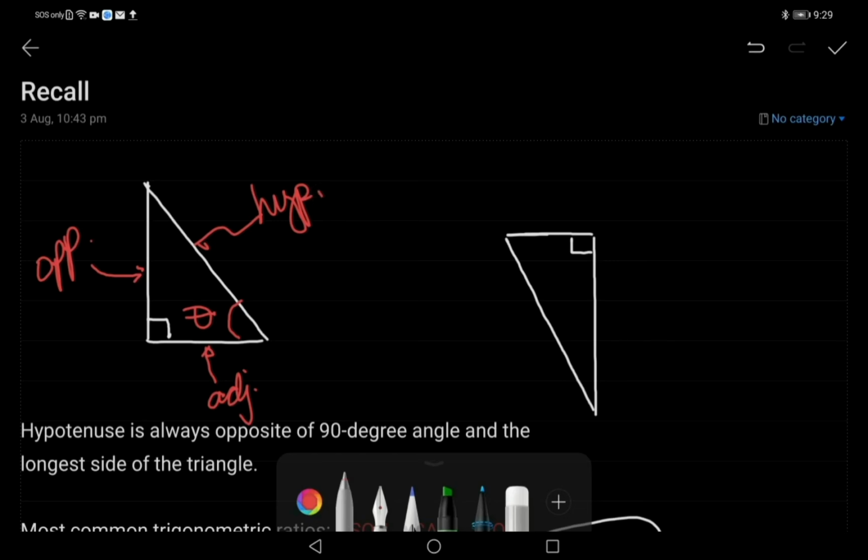And if this is the angle theta, this side here becomes the opposite side. And this side near the angle theta becomes the adjacent side. And this one is the hypotenuse.